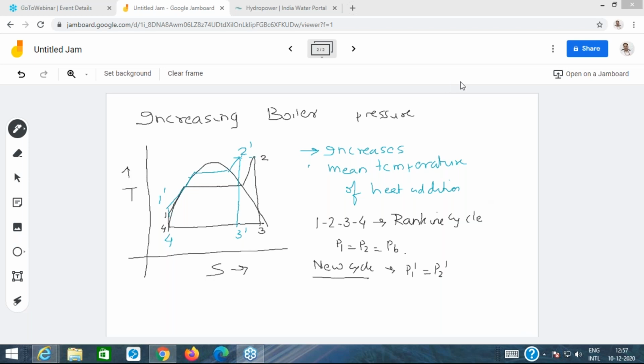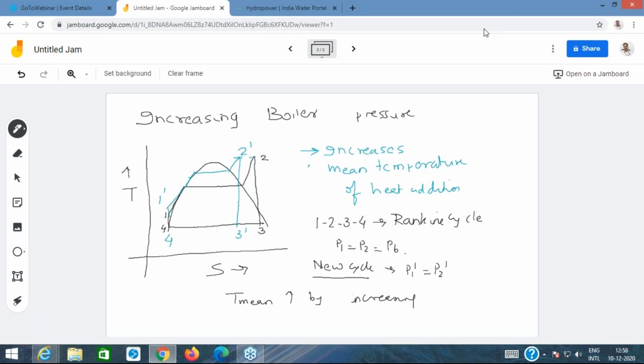What you will find is that the mean temperature of heat addition would increase. T mean would increase by increasing the boiler pressure. It means that in the latter case, the heat addition in the boiler is at a higher temperature as compared to the basic case. By increasing the boiler pressure, what you are achieving is heat addition at much higher temperature as compared to the previous case.